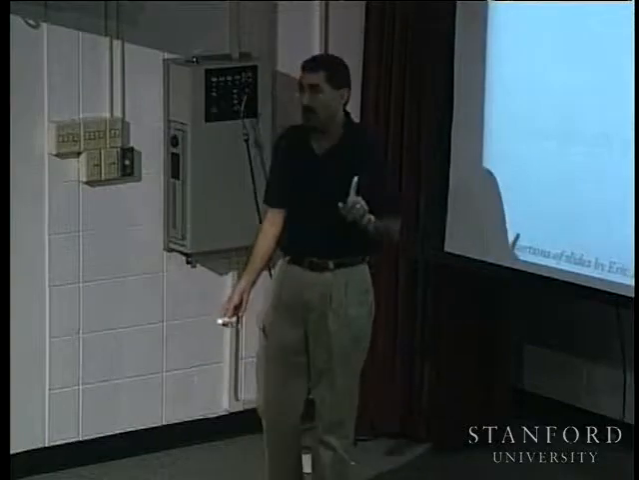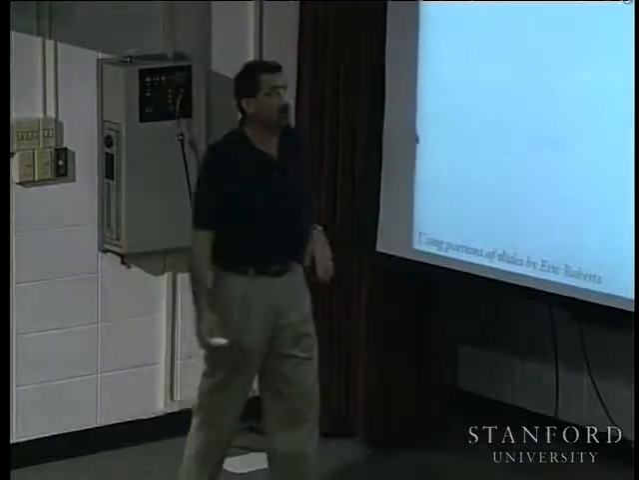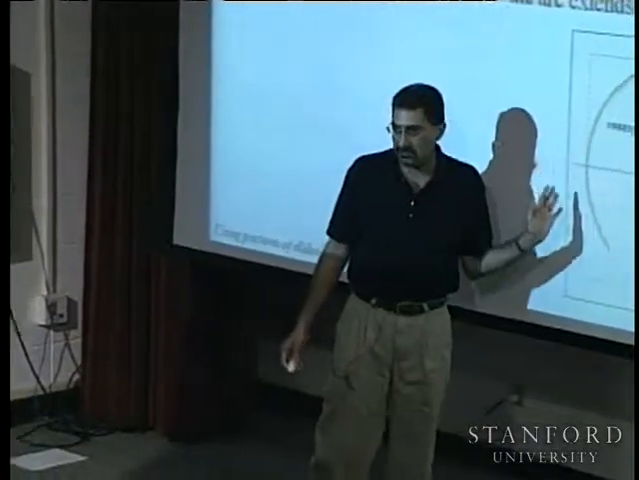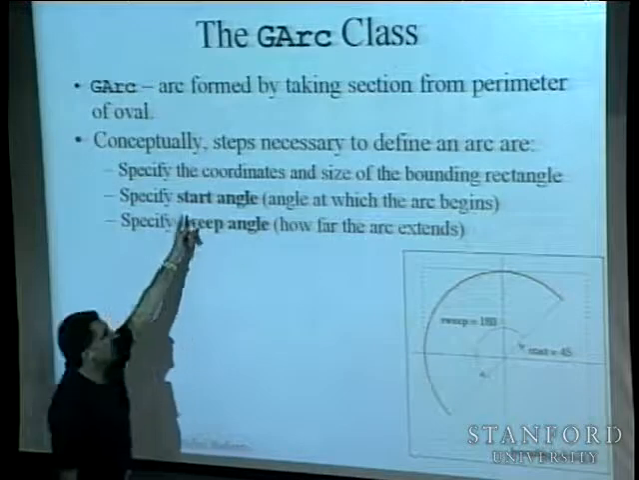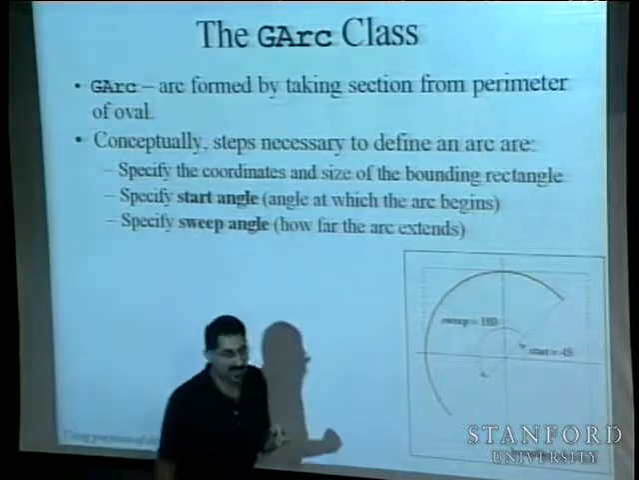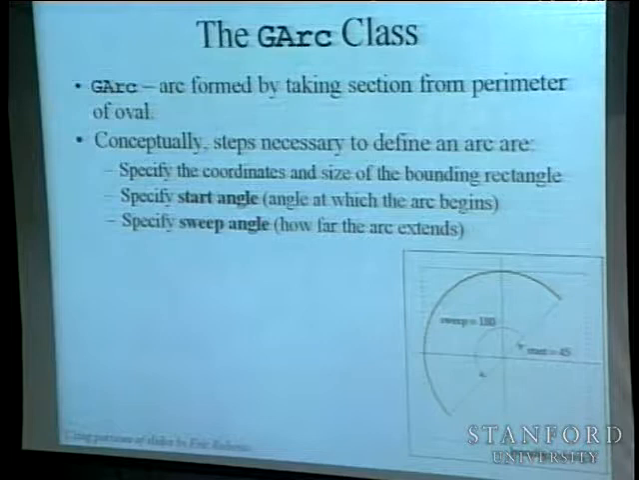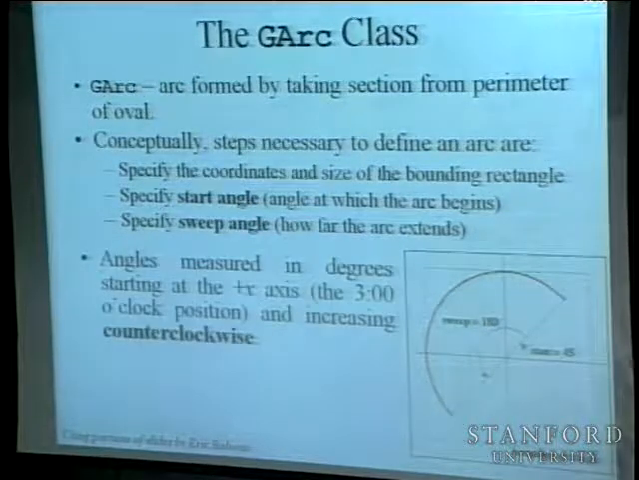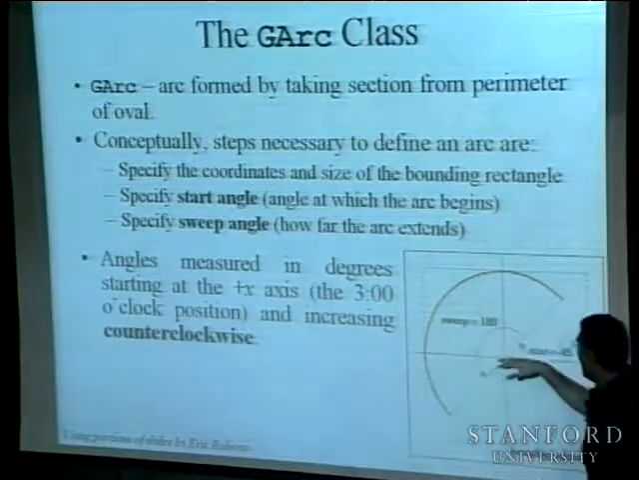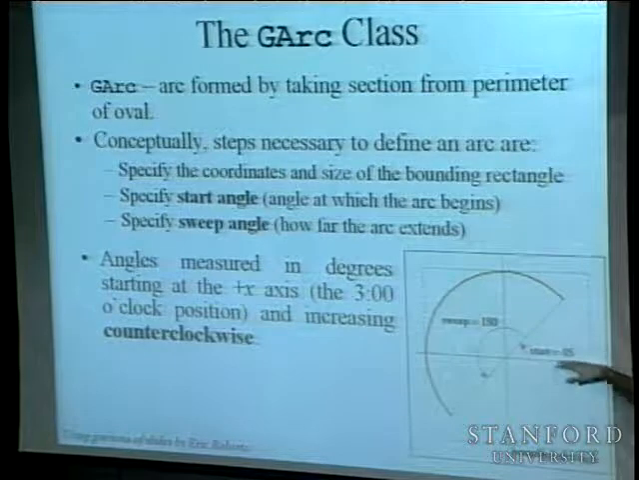But we're not going to draw the whole oval. We're just going to draw an arc from the oval. How do we specify the arc to draw? We need to specify something called the start angle and the sweep angle. So what are the start and sweep angle? Both of these angles are measured in degrees starting at this line, so starting at the x-axis.